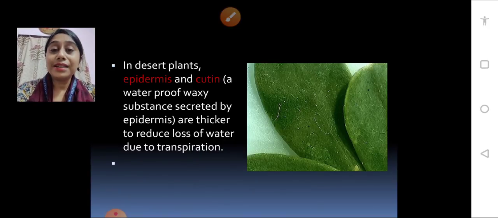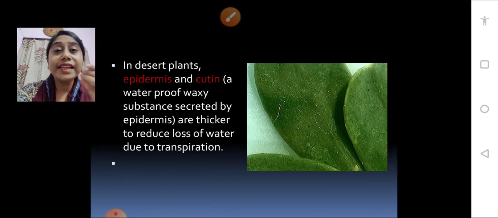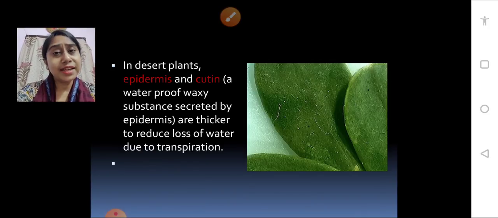How can the plants save the water? By forming cutin along with the epidermis. So you can see in that image, there is a waxy, white kind of powdery layer over the epidermis of the leaf as well as the stem. Have you seen this in aloe vera plants? Probably. In cactus also you might have seen, everyone has seen this.